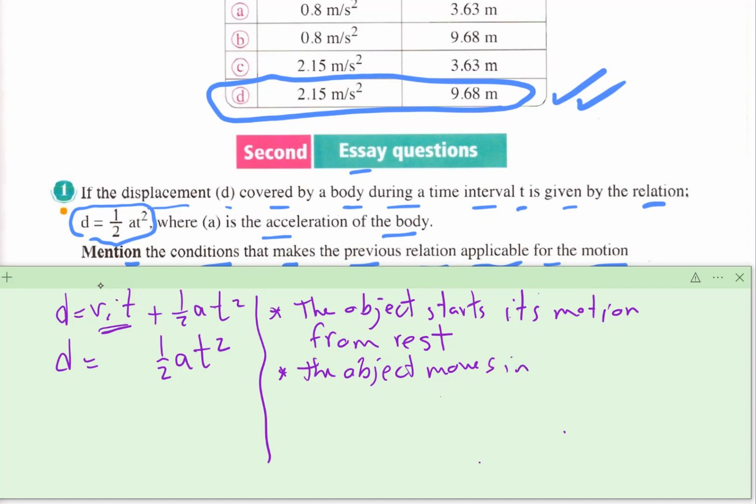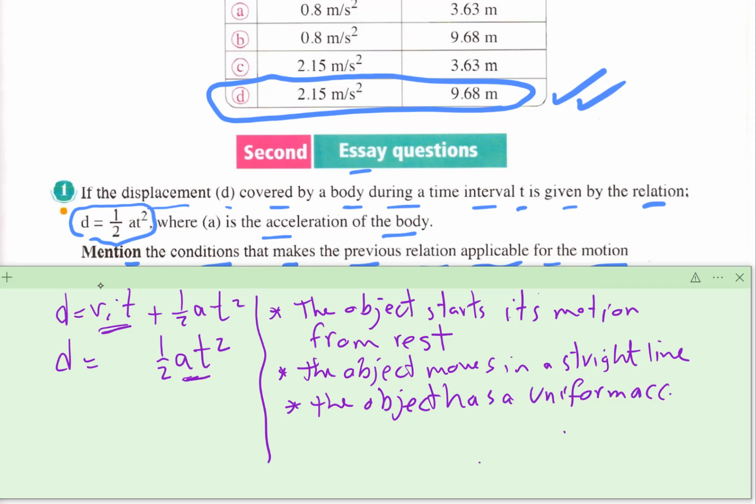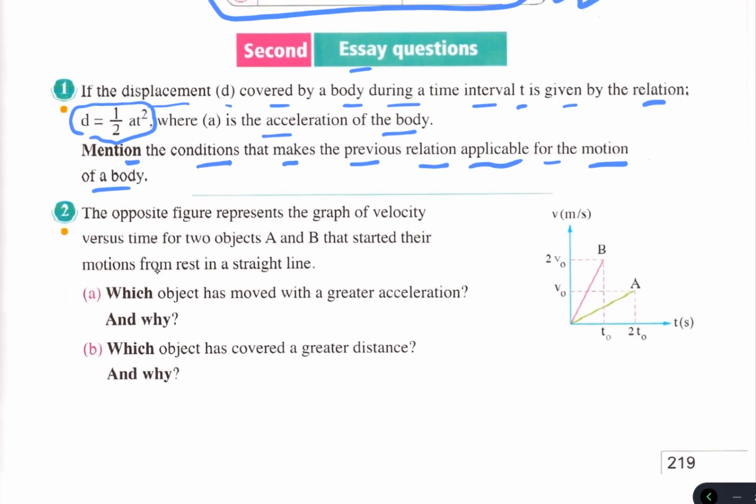in a straight line. Third condition, as you see here, we have acceleration, so the object has a uniform acceleration. This is a condition that we can speak about when we use this relation. Okay, guys? Let's move to the next question.